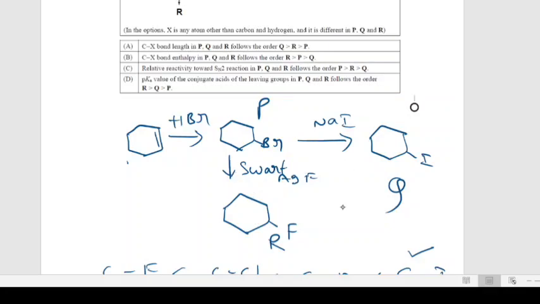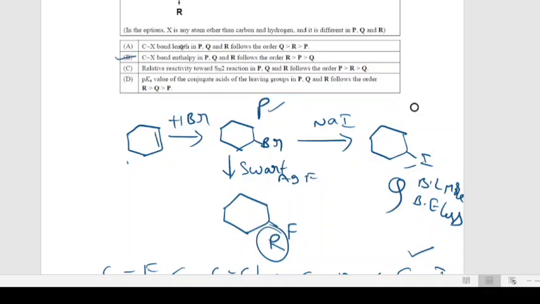If we compare P, Q, R, Q will be having the less bond enthalpy and more bond length, right? As the size of the halogen atom is more, bond length is more, whereas bond enthalpy is less. In that case, the bond enthalpy is highest for R, followed by P, then Q, right? So the C-X bond enthalpy will be R greater than P greater than Q. So this is the correct statement.